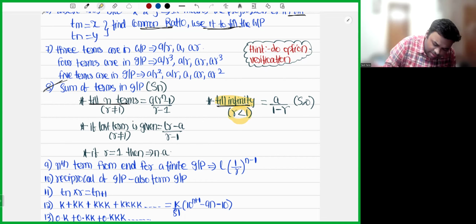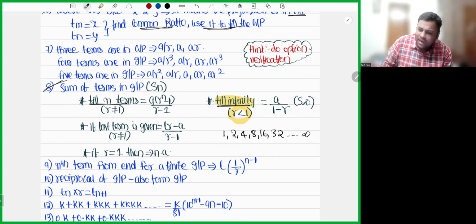It's obvious, sir. I'm having a progression like this: 1, 2, 4, 8, 16, 32, so on till infinity. How will you calculate the sum till infinity? It's impossible to calculate the sum till infinity. Yeah, you can say the answer will be infinity only. So in this case, it is not possible to calculate the sum till infinity.